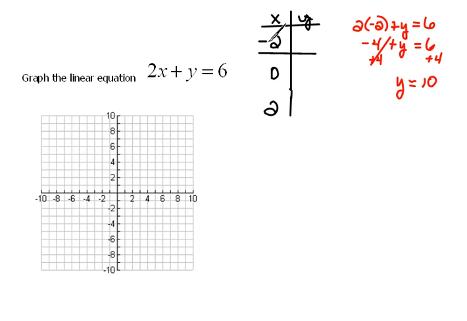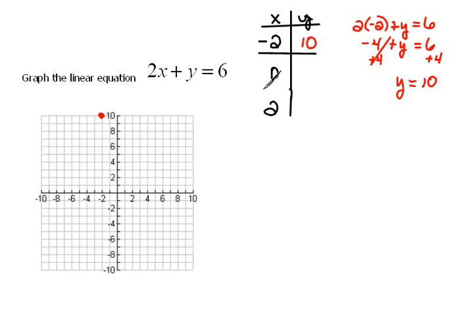So when I had an x value of negative 2, the y value that must go with that to make this statement true is 10. Well, that forms a point. The point negative 2, 10 would be right there.